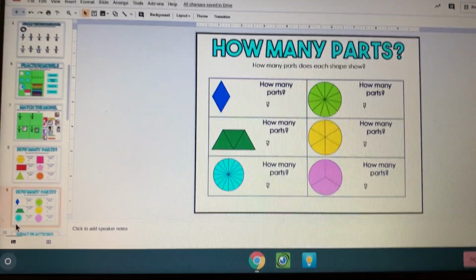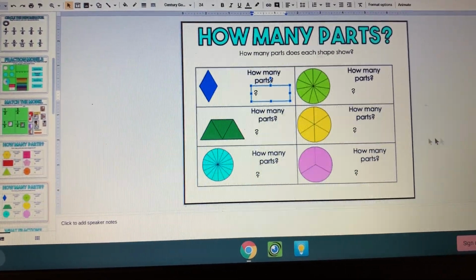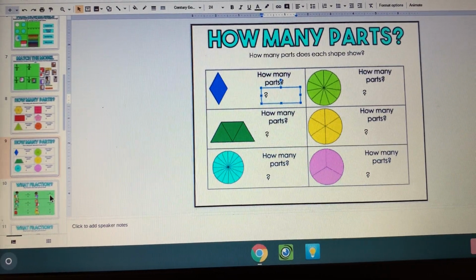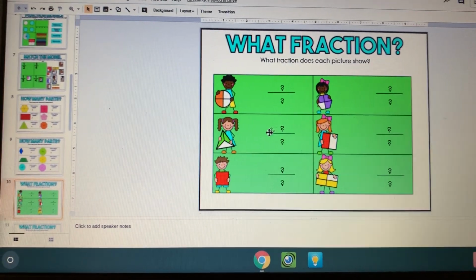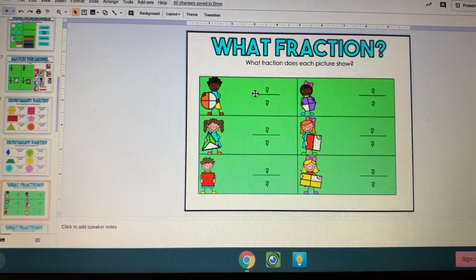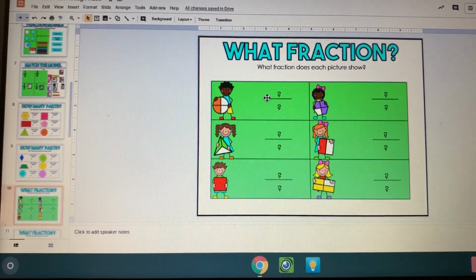And then same idea here. How many parts do these shapes have? And then where this question mark is, you can just click and type, okay? So it should be very easy to manipulate on these slides. And then for this one, you have to do the numerator and the denominator. So remember, the numerator is the number of pieces shaded or colored in, and the denominator is the total number of pieces.